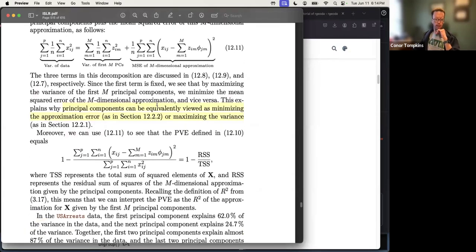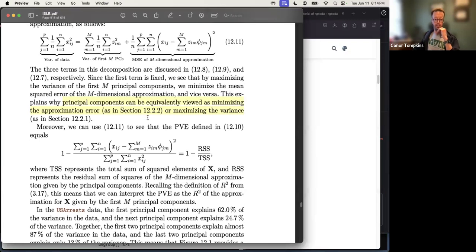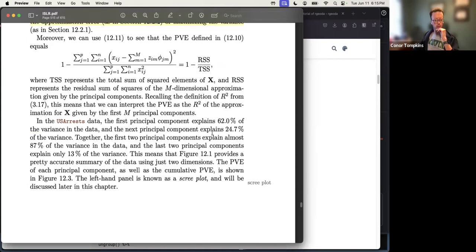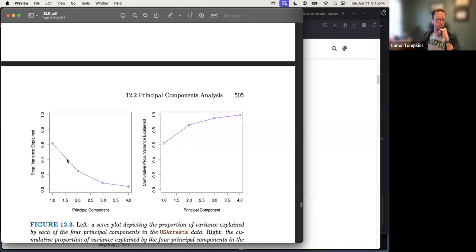So again, they're just going over the point that PCA is, you can either look at it as minimizing the error or maximizing the variance. Again, it's just condensing or extracting the signal from the noise, condensing information into a lower dimensional space. So the first component on the US arrests set can explain 62%, and the next is 24%, and then you get diminishing returns after those. So they do a scree plot. So again, a proportion of variance explained, 1 through 4. Again, it drops off. The first component always has the most, and this is the cumulative proportion. So as you add components, how much of the total variance are you explaining?